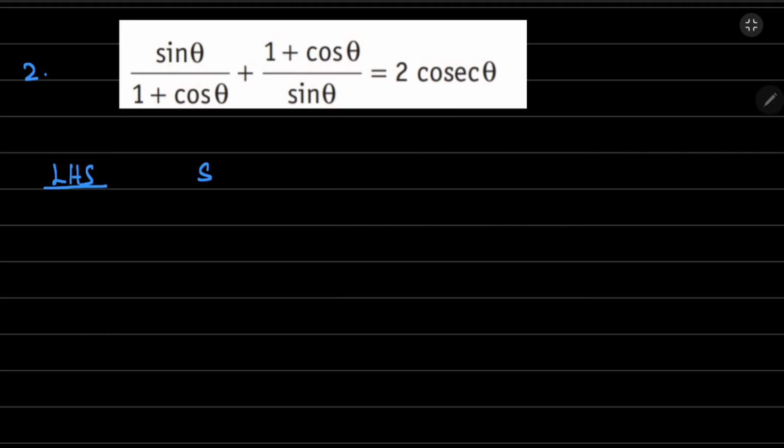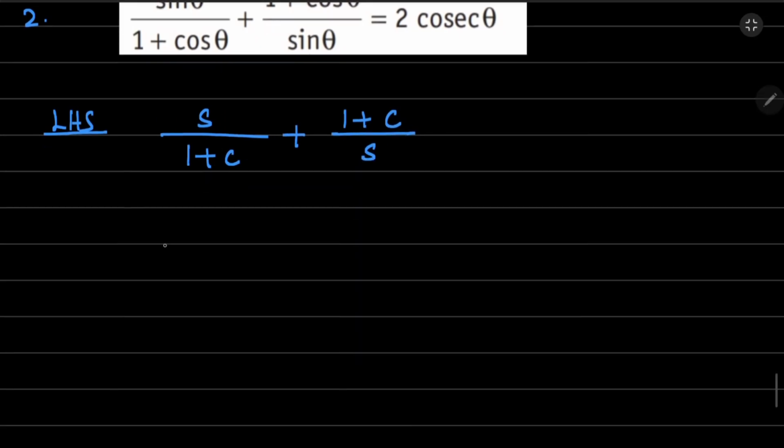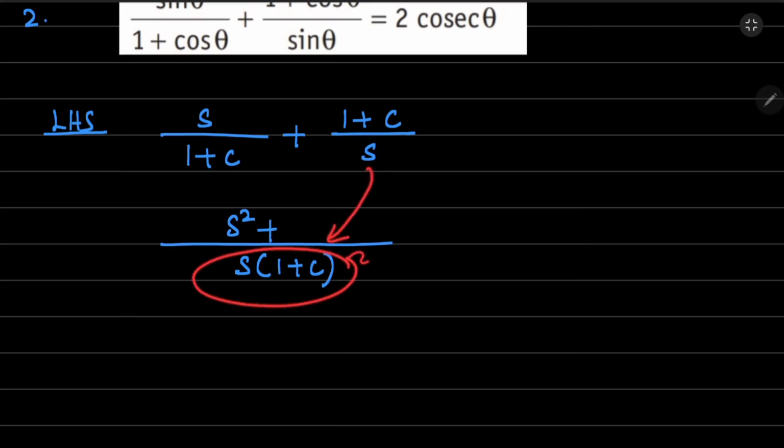Let's do it. So let's take our left hand side. Sine, I am writing it as just s, divided by 1 plus c, cos, plus 1 plus cos divided by sine. Take the LCM. So LCM is sine into 1 plus cos. Again, take the LCM. 1 plus cos is there, multiplied by sine. So sine multiplied by the numerator sine becomes sine square, plus sine multiplied by what will give you sine into 1 plus cos? 1 plus cos. So 1 plus cos into 1 plus cos is 1 plus cos the whole square.